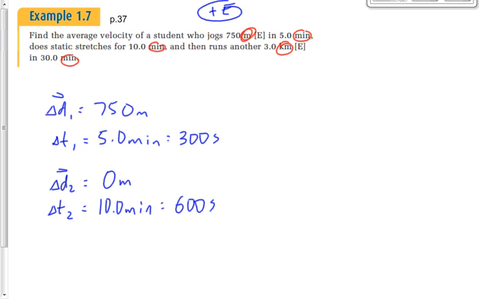He runs another 3 kilometers. Position or displacement? Displacement, yeah. And it's going to be positive as well because it's to the east. We're going to call that D3. For the first time now, we've got 3 displacements, although one of them 0. And the time interval there is going to be 30 minutes. Oh boy, 30 minutes. 3 kilometers in 30 minutes.